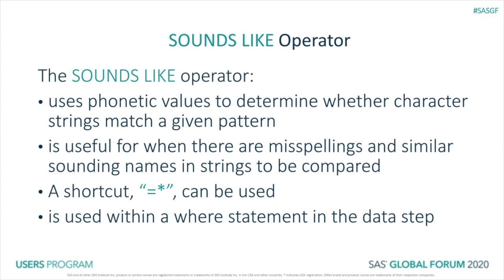The like operator, which we just described and went through some examples of, searches the actual spelling of operands to make a comparison. The sounds like operator uses phonetic values to determine whether character strings match a given pattern. As with the like operator, the sounds like operator is useful for when there are misspellings and similar sounding names in a string to be compared. The sounds like operator is denoted with a shortcut, equal star, and it must be used in a where statement in the data step.